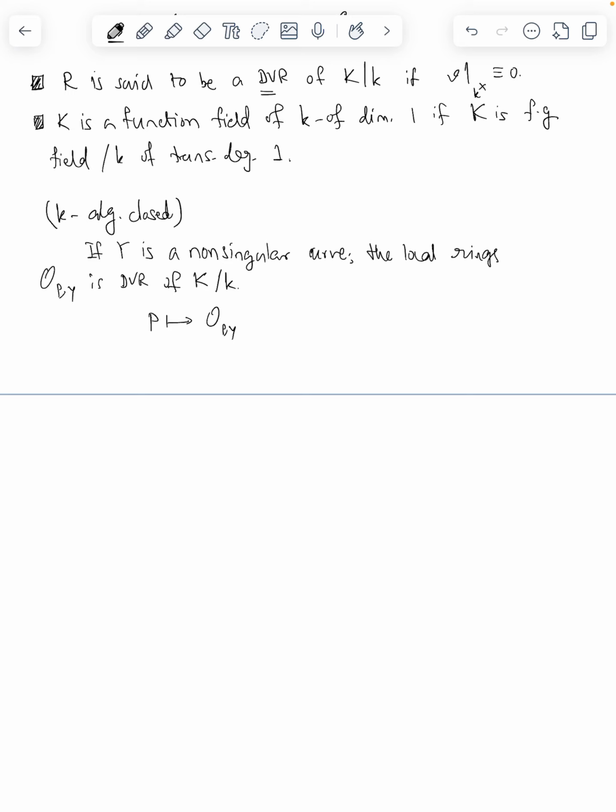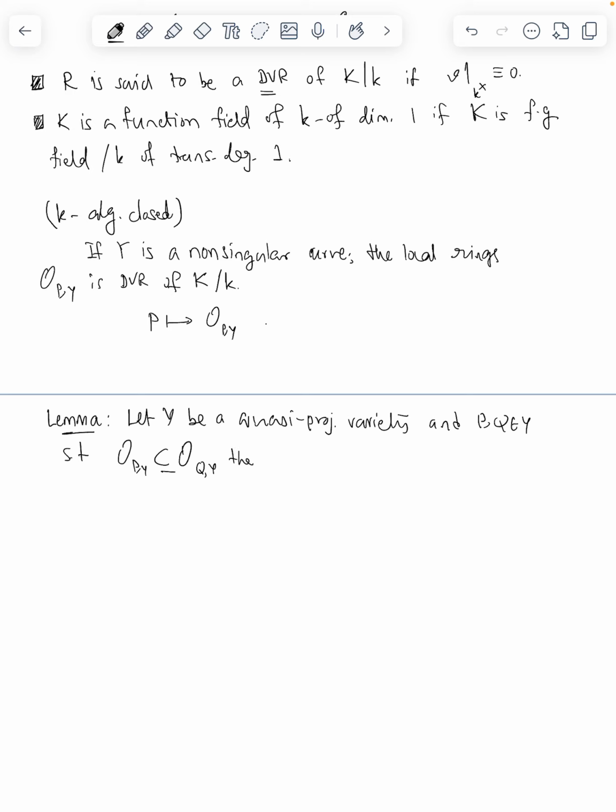And the first result, so we can call it a lemma, is that this assignment is one-to-one. More generally, as the lemma we can say: suppose you have a quasi-projective variety Y, and you have two points P and Q such that the local ring at one point is contained in the local ring of the other point, then P is equal to Q.